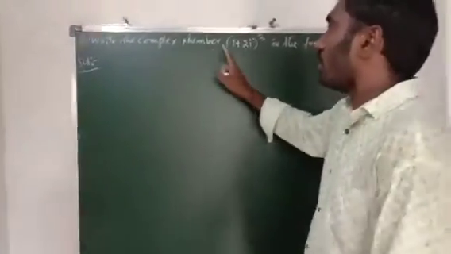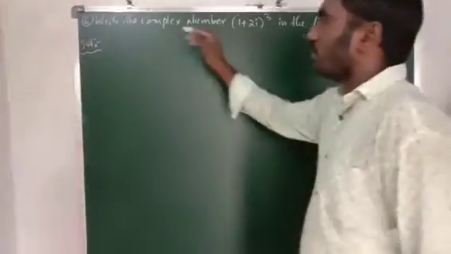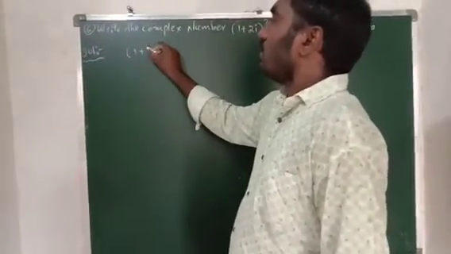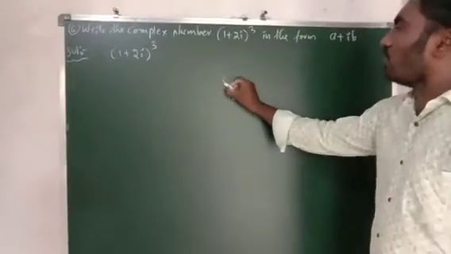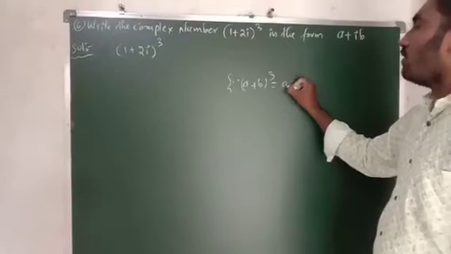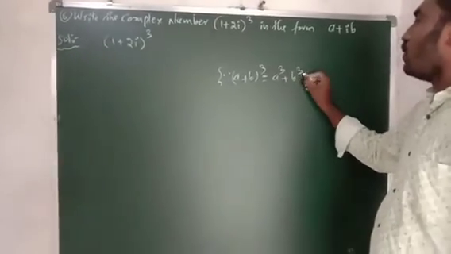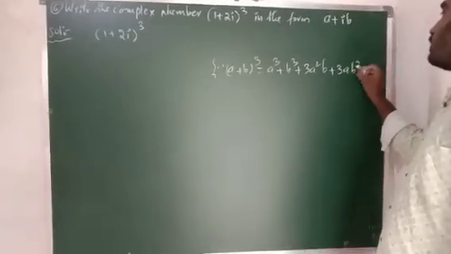Fifth one: write the complex number (1 + 2i)³ in the form a + ib. For this, consider the given complex number, that is (1 + 2i)³. Okay, my dear students, we have a formula: (a + b)³ equals a³ + b³ + 3a²b + 3ab².